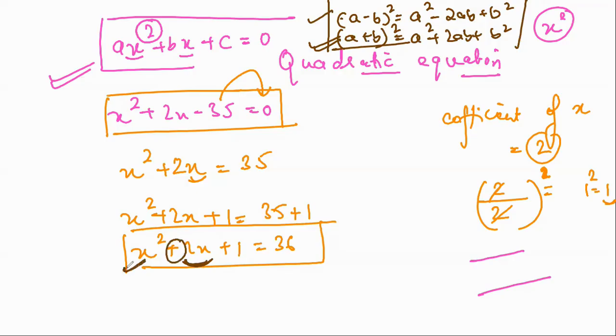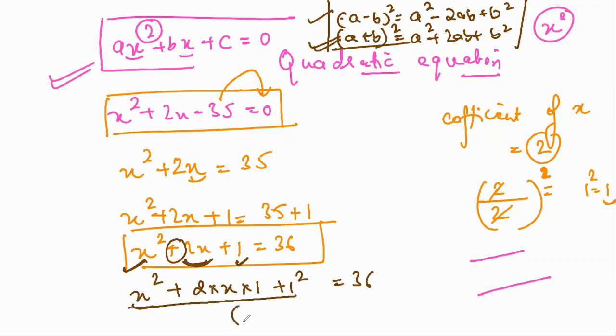Now this is a square, this is b square, because 1 square is 1. And this is 2 multiplied by a, which is x, multiplied by b, which is 1, and 36 is already there. So the expression is equal to a plus b whole square, so x plus 1 whole square. I think up till here it is clear to you.